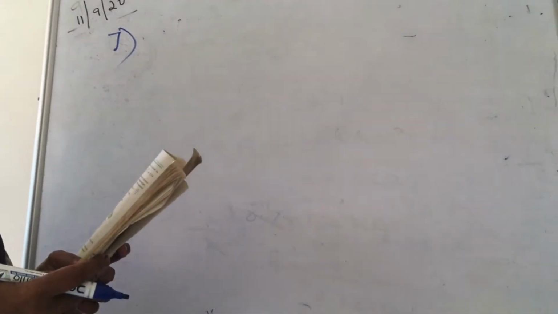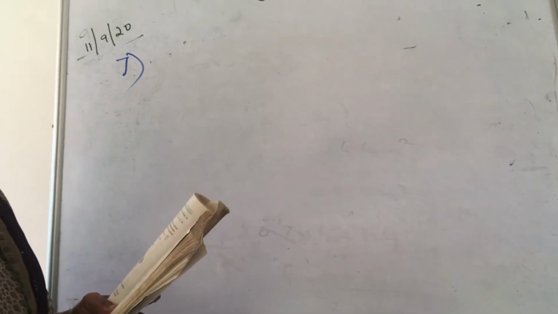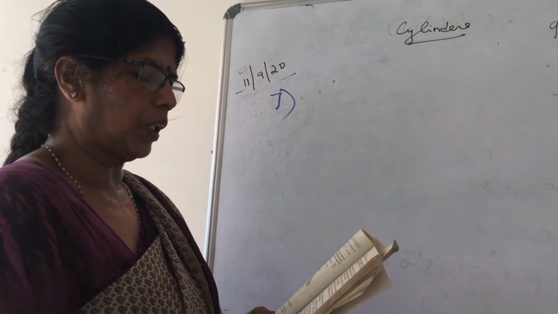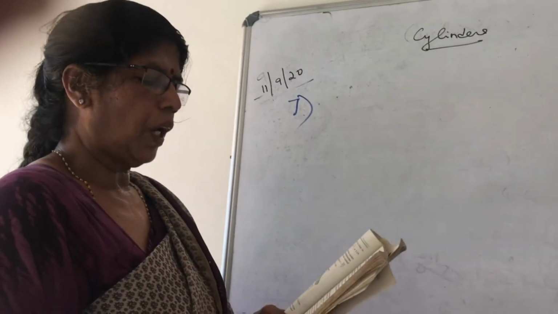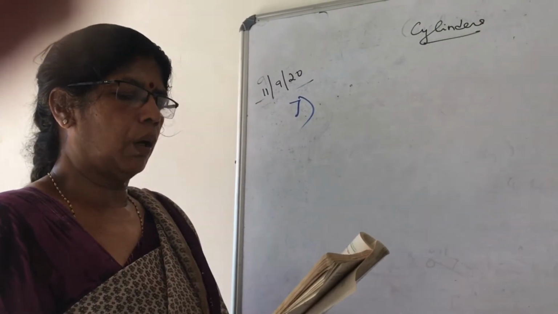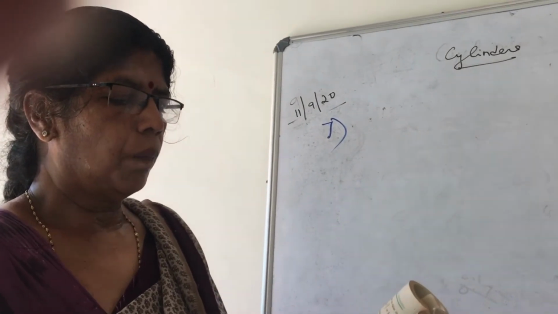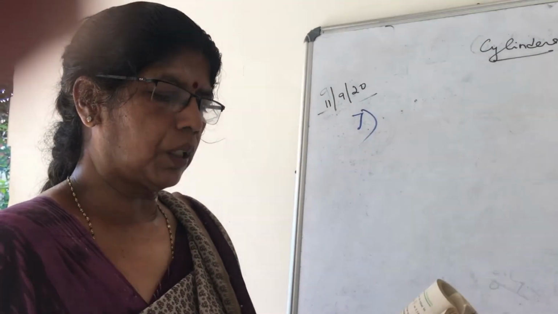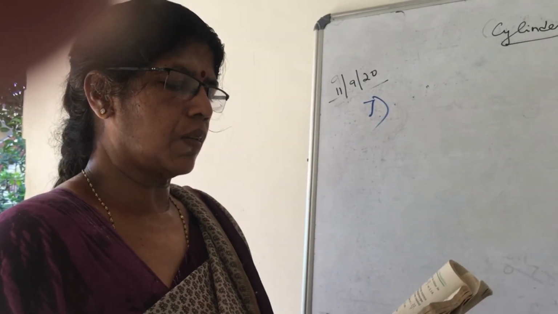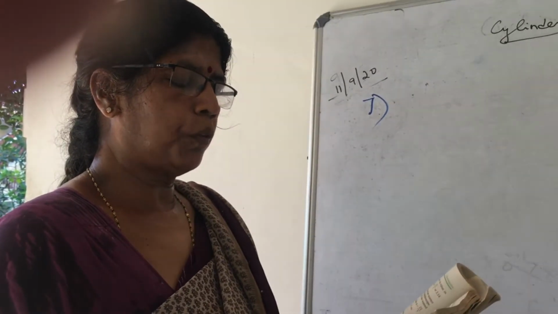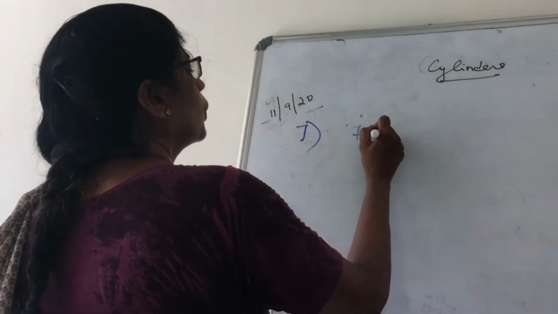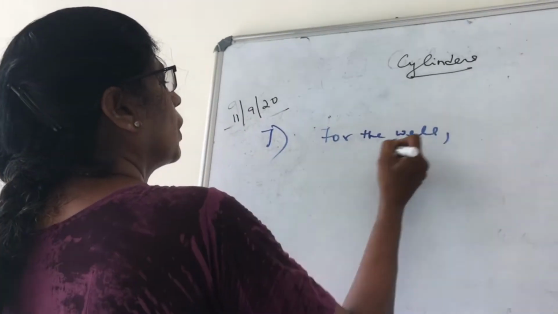The inner diameter of the circular well is 3.5 meters, 10 meters deep. Find the inner CSA and the cost of plastering the curved surface area at the rate of 2 rupees 40 per meter square. A well is circular in shape, children. You are given what? Diameter and depth. Depth means what? Height. Find the inner CSA. So what is the formula for inner CSA? 2 pi RH.